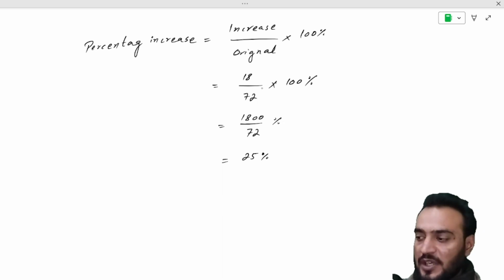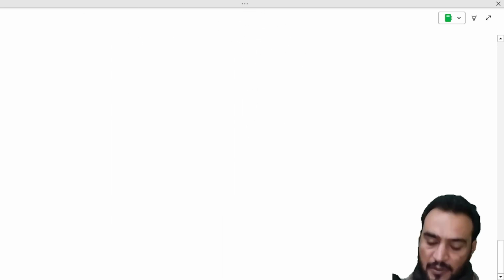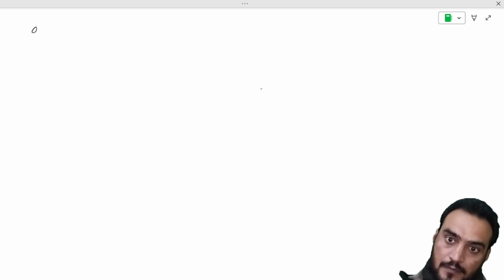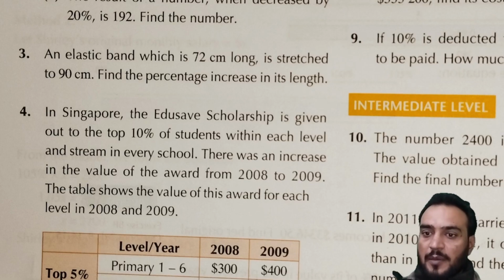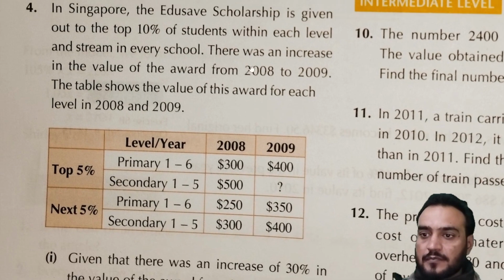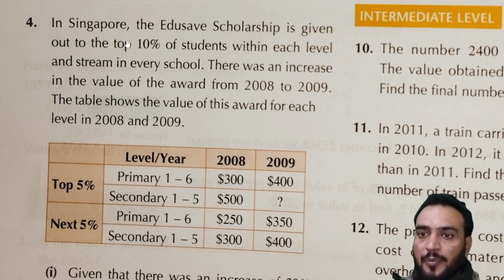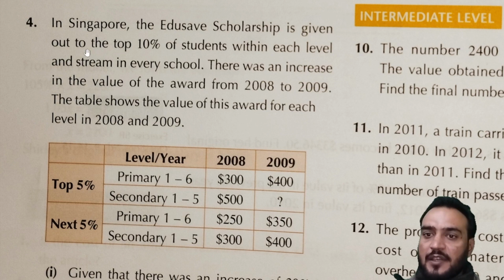Now let us move toward question number 4, and question number 4 is this. In Singapore, an adhesive scholarship is given out to the top 10 of the students within each level and stream in every school. There were top 10 students who were given scholarships.